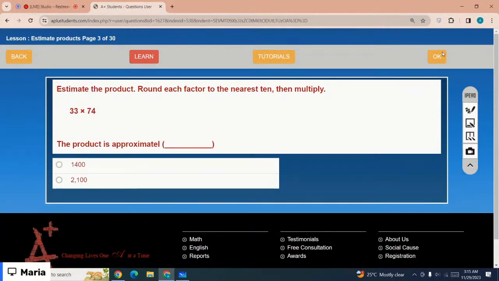Okay, estimate the product. Round each factor to the nearest 10 and then multiply. So which is the correct option? Yes, that is 2100. Very good. 33 is rounded to 30 and 74 is rounded to 70. So 7 times 3 is 21. The correct option is 2100. Option number 2 is the correct option.